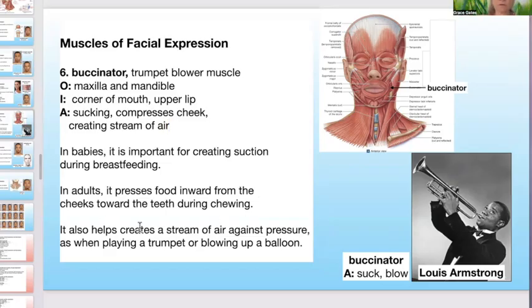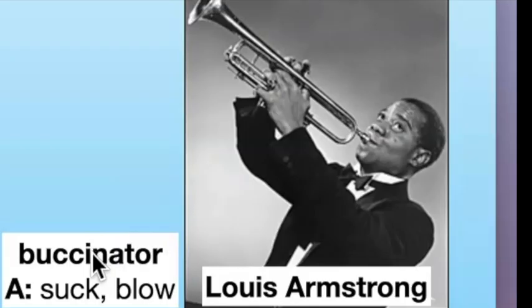The buccinator also helps to create a stream of air against pressure, as when playing a trumpet or blowing up a balloon. And here we have a picture of the buccinator. It would have the action of blowing in this picture because Louis Armstrong, a famous trumpet player, is blowing on the trumpet.